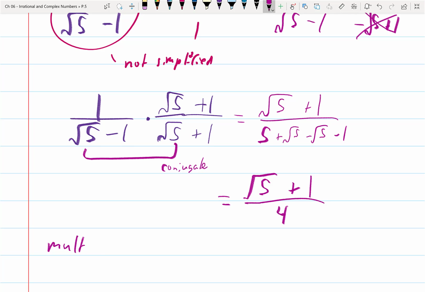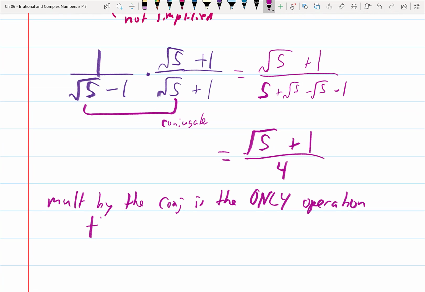Multiplying by the conjugate is the only operation that squares across a plus or minus.